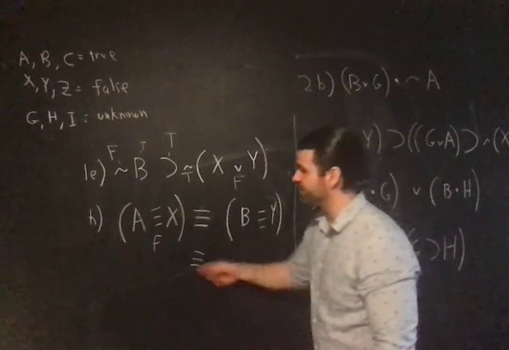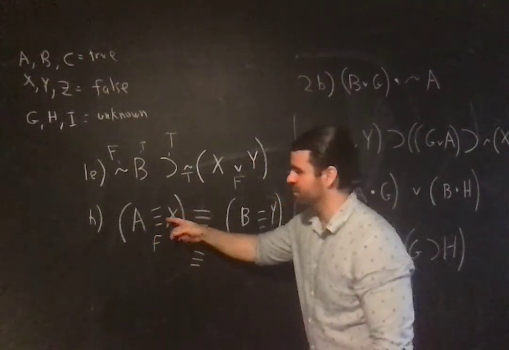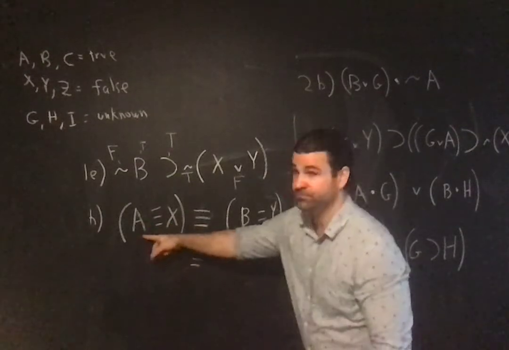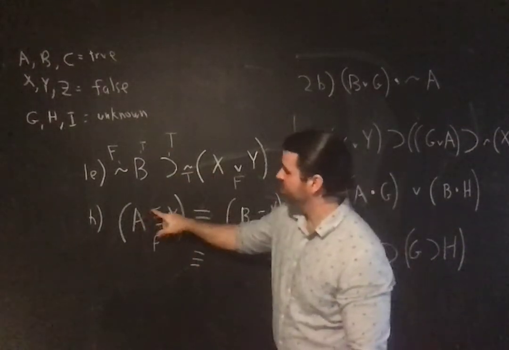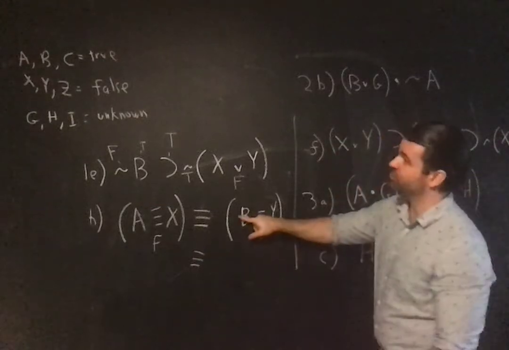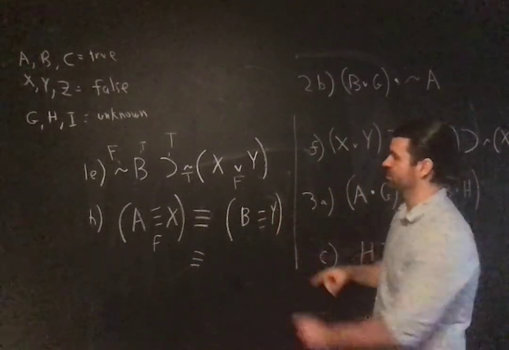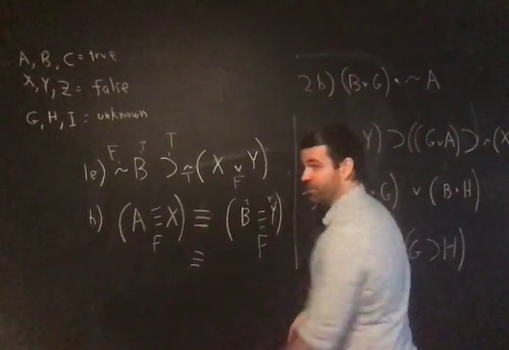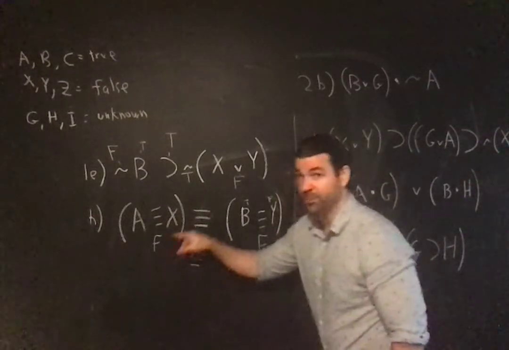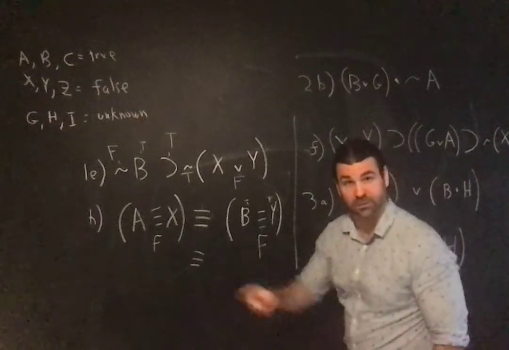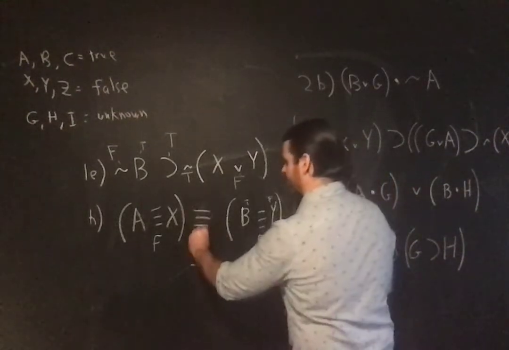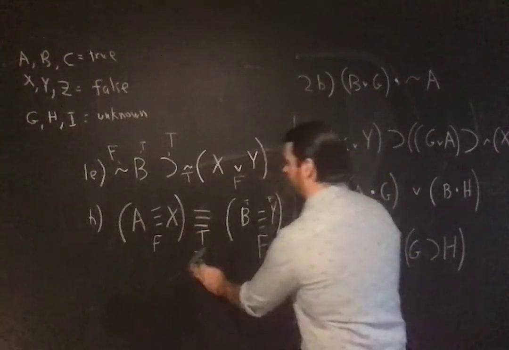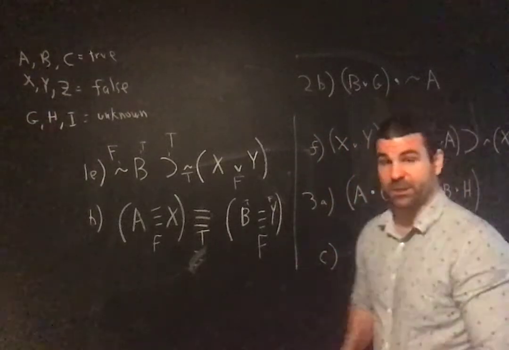It's the biconditional of A biconditional X and B biconditional Y. So you need to know if A biconditional X is true or false. Okay, it is false. True biconditional false is false. What about this? True biconditional false. True, false. Well, that's false as well. So what is the whole thing? Well, it's false biconditional false. That's true. Same truth value. That's true. Okay, that's the answer to that.